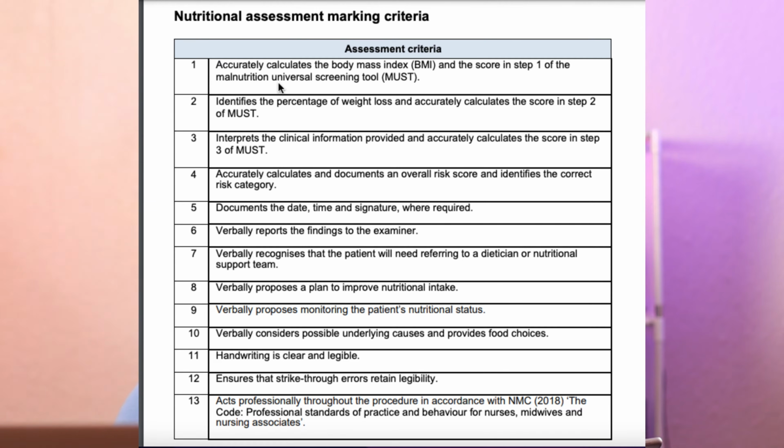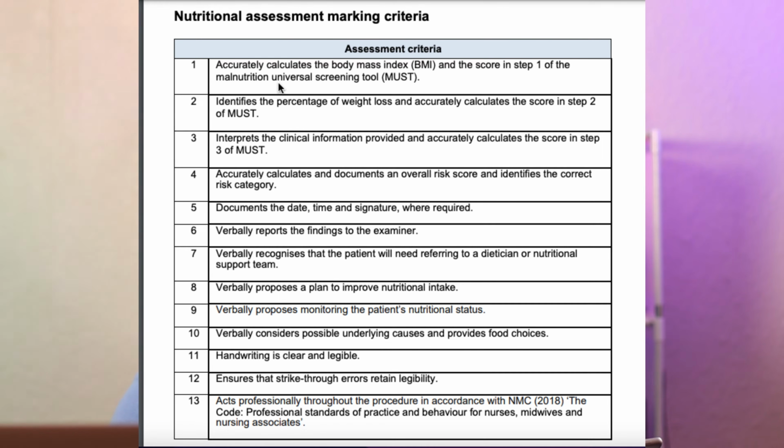As you are seeing on your screen, the first marking criterion says that you should accurately calculate the body mass index and the score in step 1 of the Malnutrition Universal Screening Tool, which is the MUST. Then you should identify the percentage of body weight loss and accurately calculate the score in step 2. In step 3, you interpret the clinical information provided and accurately calculate the score in step 3. In step 4, you accurately calculate and document the overall risk score and identify the correct risk category. Then you document the date, the time, and signature where required.